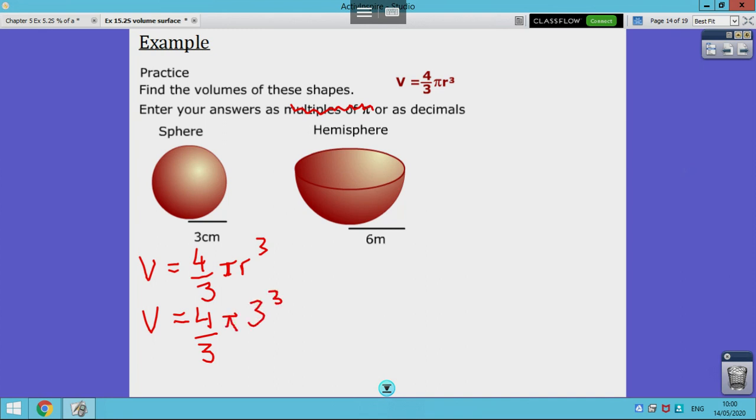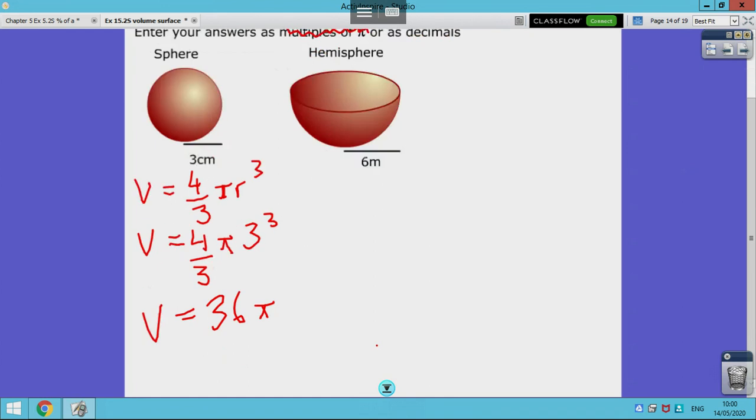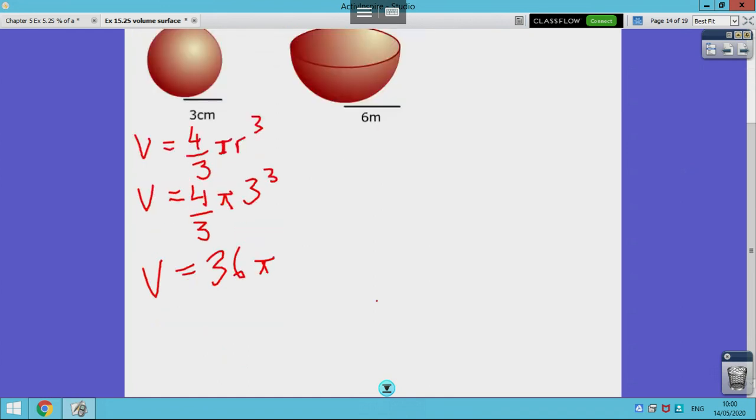Okay, and we can just do V equals 4/3 pi times 3 cubed. Now if you pop that into our calculator using the fraction button, 4/3 pi multiplied by 3 cubed, I get 36 pi, and we want it as decimals. We'll do it to 1 decimal place, shall we? So V equals 113.1 centimetres cubed. Okay, and that's to 1 dp. All right, so that's the first one.